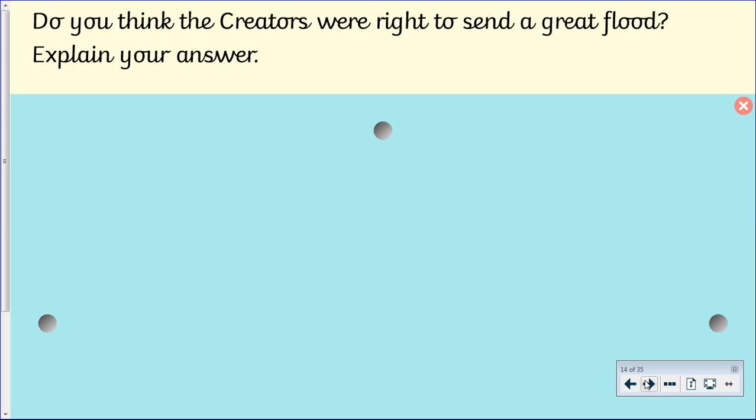So I'm going to read the question again. Do you think the creators were right to send a great flood? Explain your answer. So I've got two model answers here. One, I've said yes, I think they were right to send the flood. And the other, I think, no, they weren't right to send the flood. Because remember, you need to make a decision and then back it up. You only need to do one opinion. However, if you believe both, like yes and no, as long as you back it up, that's fine.